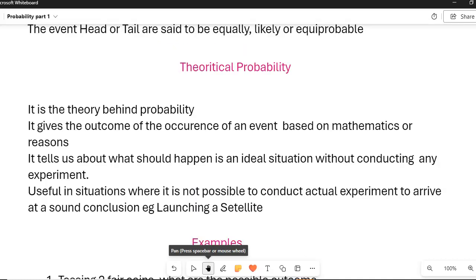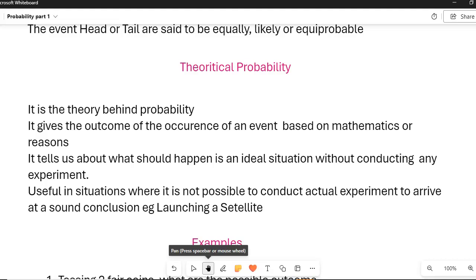Let's look at theoretical probability, another thing that we need to understand. This is the theory behind probability. It gives the outcome of the occurrence of an event based on mathematics or reasoning. It tells us what should happen in an ideal situation without conducting any experiment. It is useful in a situation where it is not possible to conduct an actual experiment to arrive at a sound conclusion, for example, when launching a satellite.